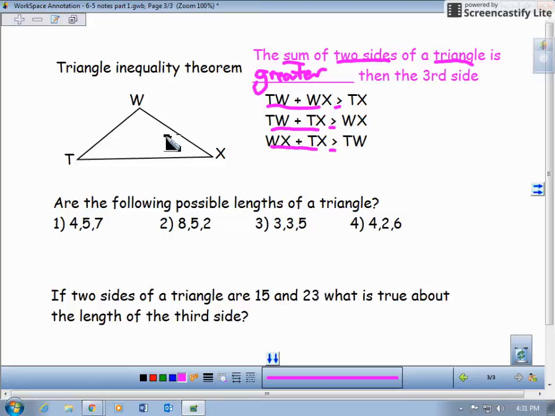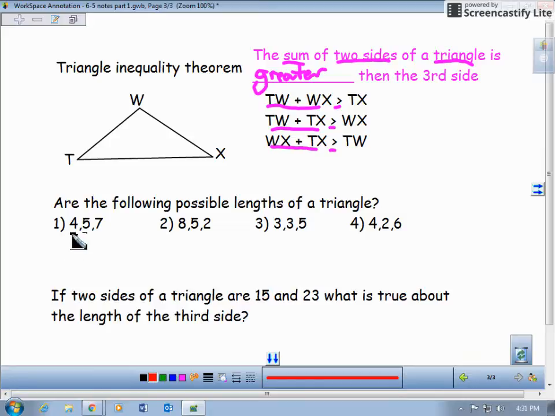It's just physically impossible, guys, to draw a triangle where you have two sides that are less than that third side. They'll never be able to reach it. Even if the two sides were flat, it would only be equal for it to reach, much less being less than that. So one of the things we're going to look at is, are these possible lengths for a triangle? Let's take a look at this first one, 4, 5, and 7.